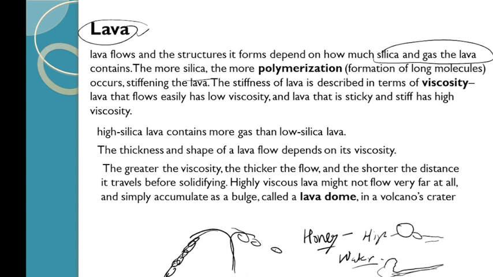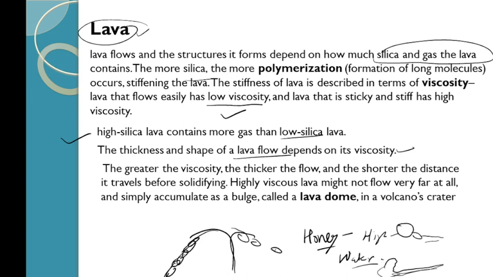High viscosity means high silica content, and low viscosity means low silica. Depending upon low viscosity and high viscosity, these terms you can find easily. Low viscosity lava flows easily, but high viscosity lava is sticky and steep. High viscosity means sticky; high silica content means high viscosity lava.